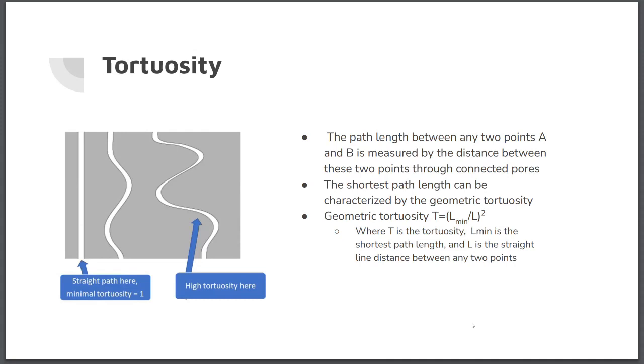As you can see in the image on the left, the straight path, the one more to the left, has the minimal tortuosity, equal to 1. And the path more to the right has the highest tortuosity because it's the longest path.